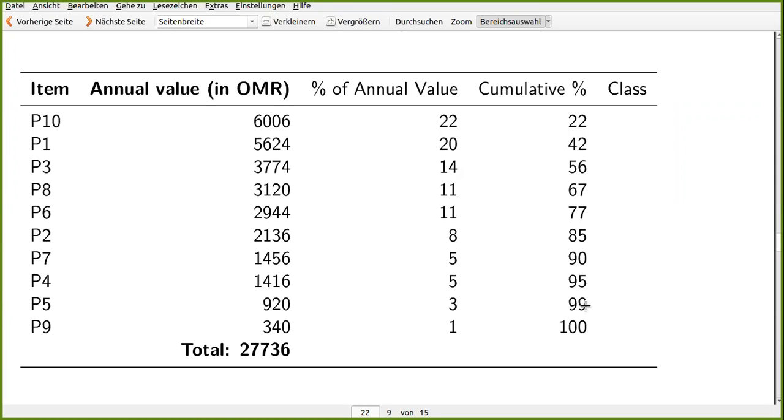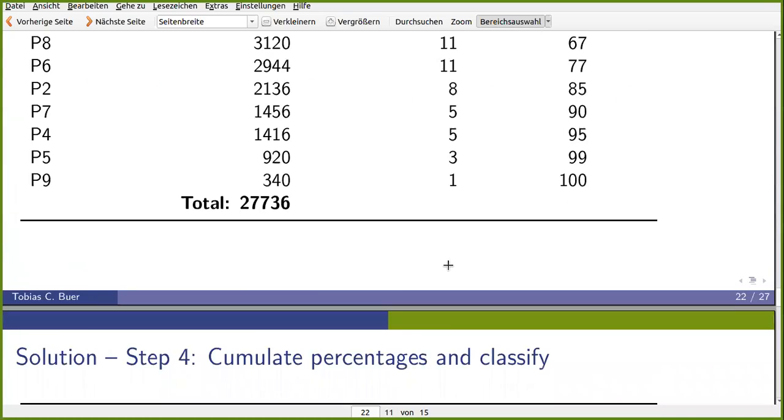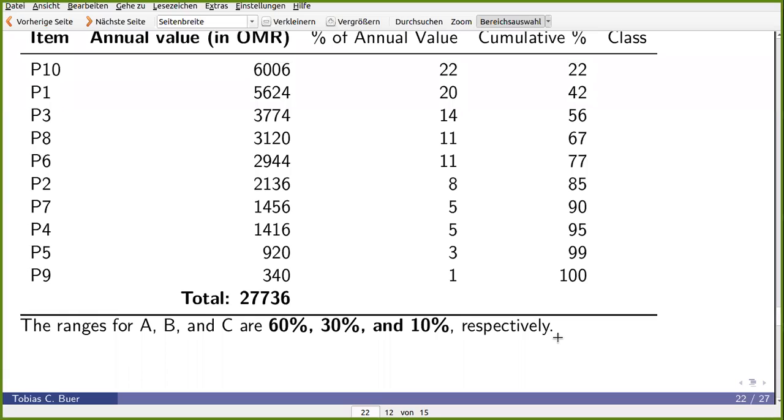Okay. Now our calculations are done. We are completed with our calculation. And now we just need to decide which of the products are in our class A, which are in B, and which are in the group C. So now we need our knowledge from the beginning, from the given data, the ranges for A, B, and C. I put it here below the table.